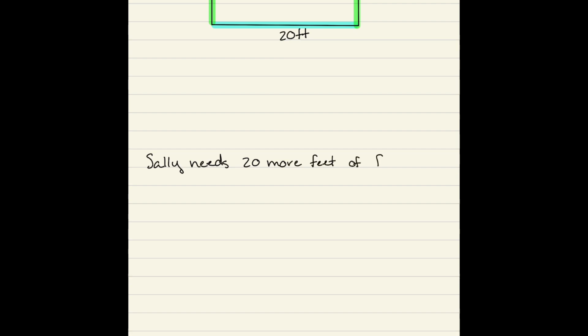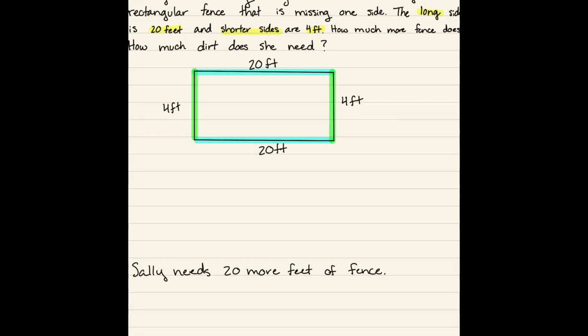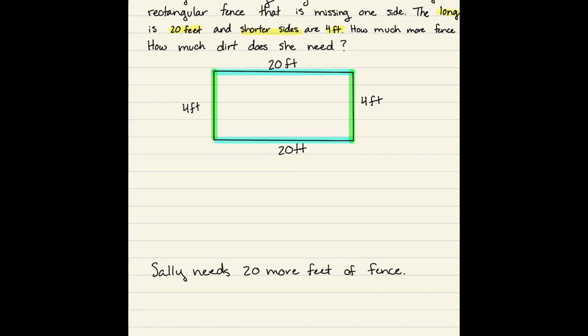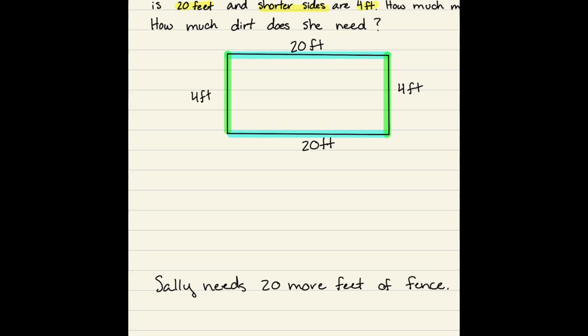of fence. Okay. Well, the question doesn't ask for it, but it would be good practice. Let's just find out how much fence she has in total. So once again, we're finding the entire outside, which is the perimeter. So we have 20 plus 20 plus 4 plus 4. That is equal to 40 plus 8, which is equal to 48 feet. That is our perimeter.